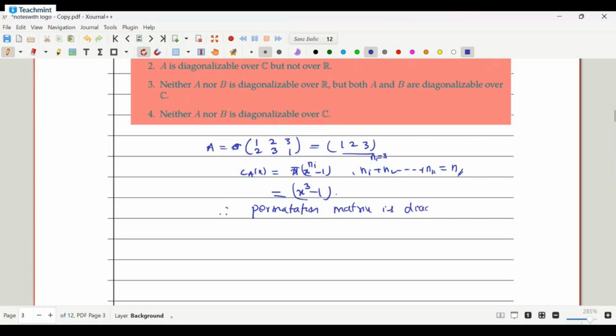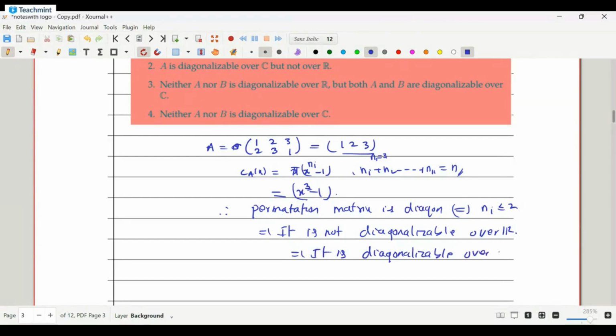Is diagonalizable if and only if ni is less than or equal to 2, sir. But here ni is equal to 3, sir. So therefore it is not diagonalizable over R. But every permutation matrix is diagonalizable over C, sir, but not over R. So therefore it is diagonalizable over R. Sorry, over C, sir.